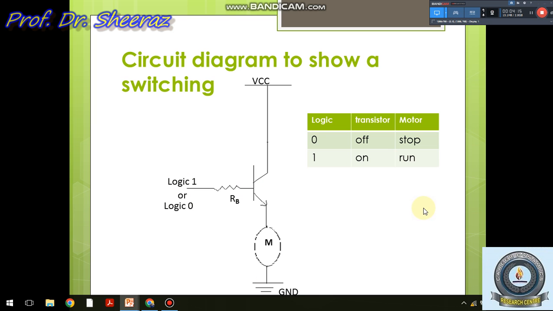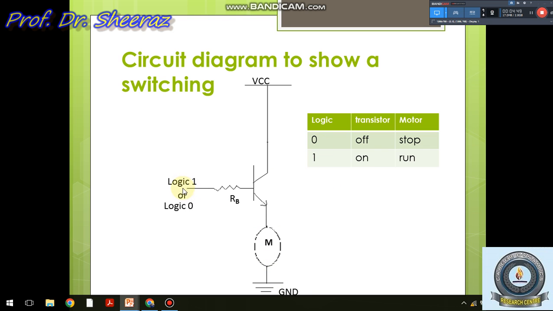Now this is the actual working of the circuit diagram to show how the switching is being done. Let's suppose that it is connected with a motor and the VCC is acting as the main power supply of the transistor. Now as we see in the diagram that it is an NPN transistor because the arrowhead is coming out. RB is a resistor for controlling the current. We can connect this base to logic 1 or logic 0, and then the emitter is connected with the motor and the motor is then connected with the ground.